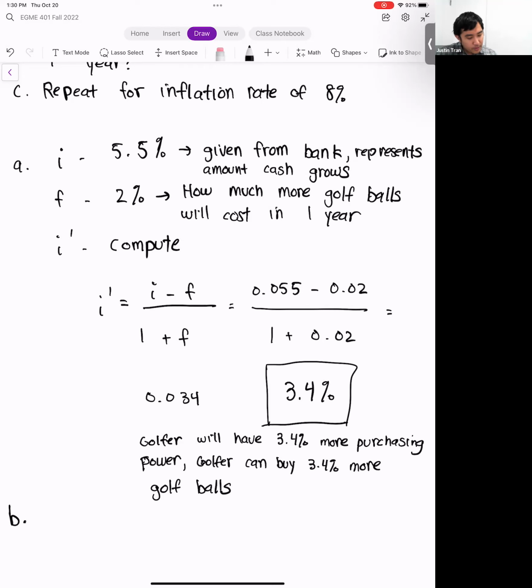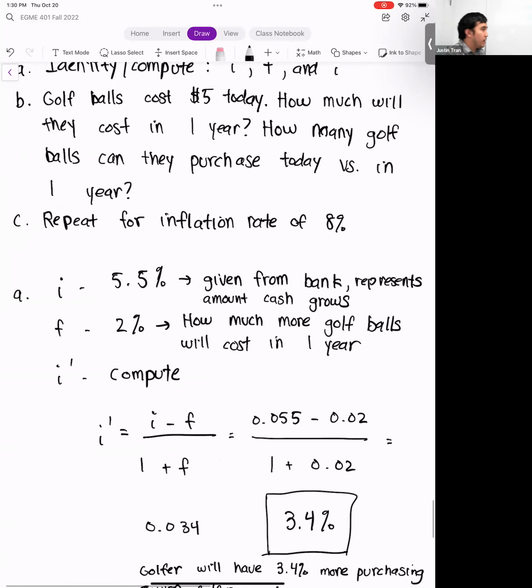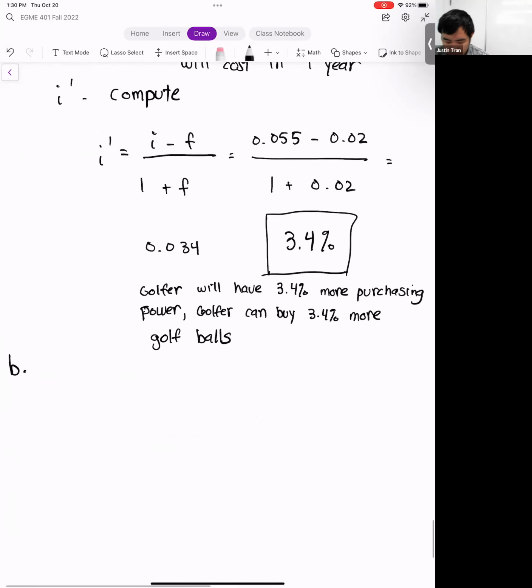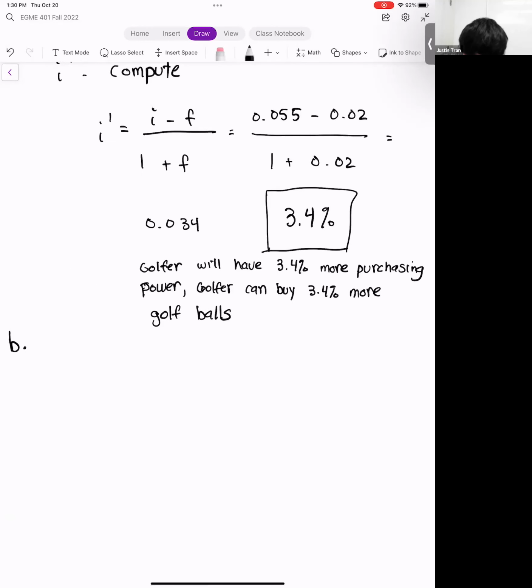Okay, so let's do part B. Part B is saying that if golf balls cost $5, let's compute how many golf balls she can get today versus how many she can get in the future. Okay, so let's do today first. If she were to buy golf balls today, she has $1,000 in cash. Since it's today, it hasn't had time to grow, and so we just have a flat $1,000.